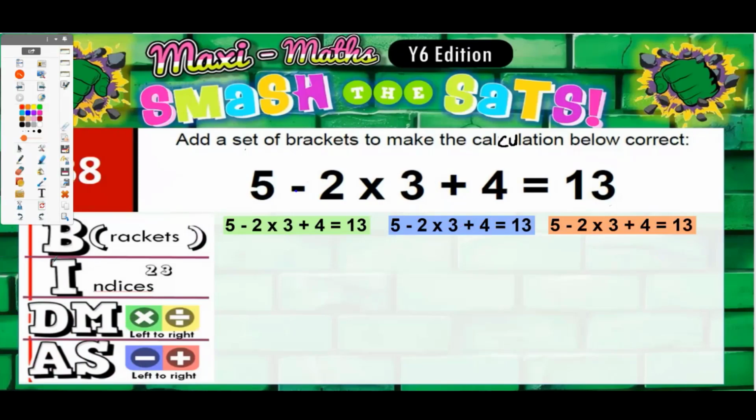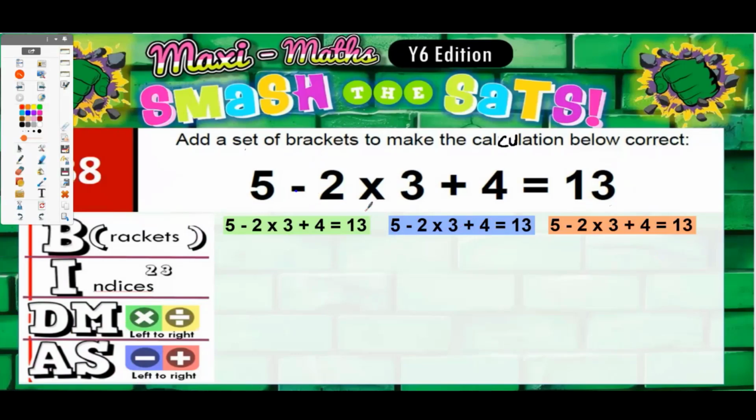Now, you might say, well, we don't need any brackets, because if you just read this left to right, it already makes 13. But if you would say that, you'd be wrong, and we're going to discuss why. So 5 take away 2 is 3, and 3 times 3 is 9, and 9 plus 4 is 13. So you say, well, if you just read it left to right, don't need the brackets.